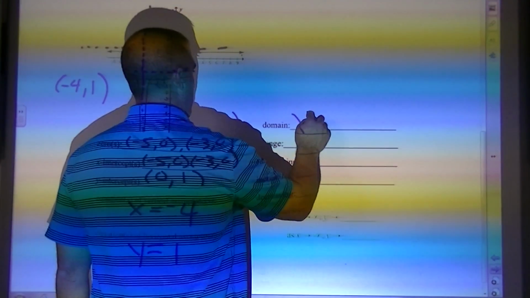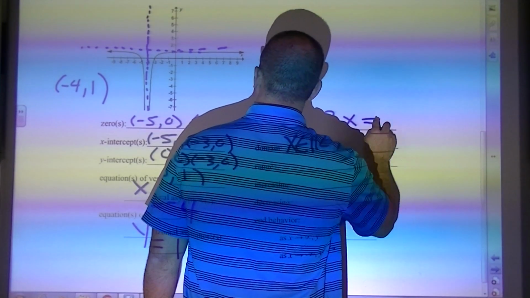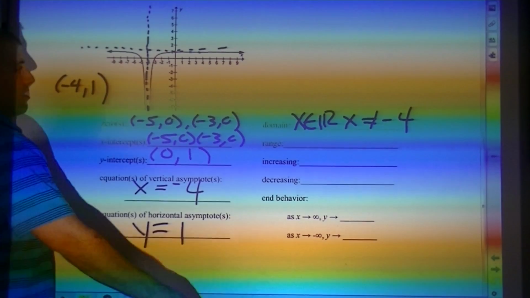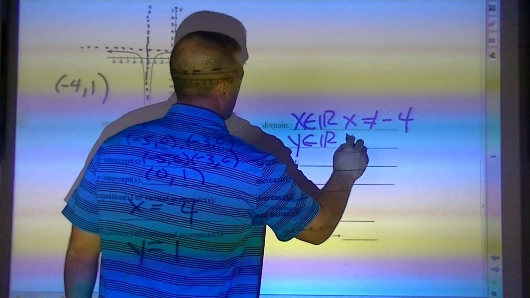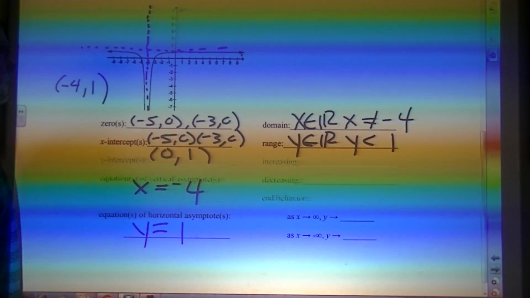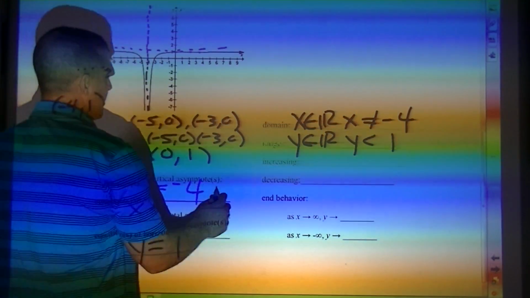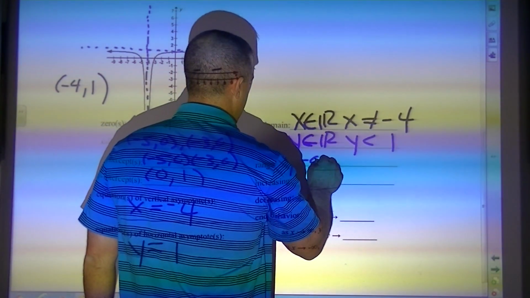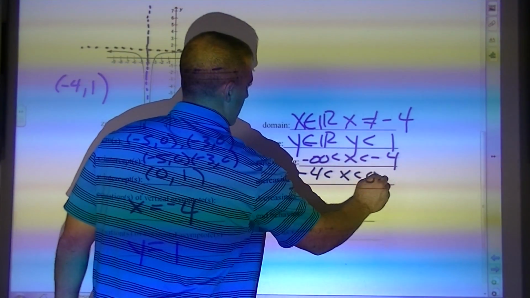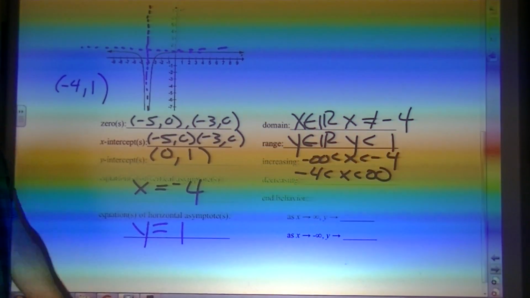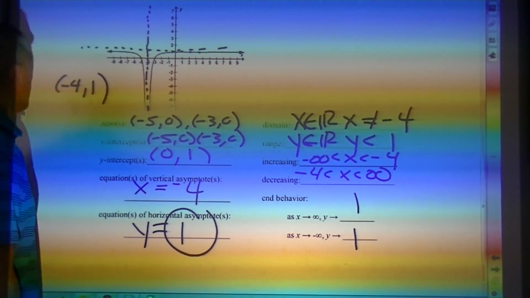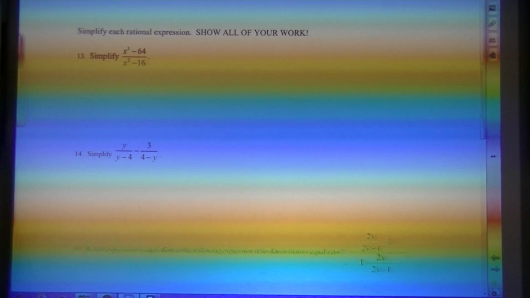Okay, so the domain's going to be all real numbers, except x can't equal negative 4. Now, since the graph is below the asymptote, that's going to be all real numbers where y is less than 1, because everything falls below 1. Increasing, decreasing: from negative infinity to negative 4, it's decreasing, and from negative 4 to infinity, it's increasing. Decrease, increase. Once again, how do you answer this? Whatever this coordinate is, negative 4 and 1. All right, I think I'm moving on to 13.